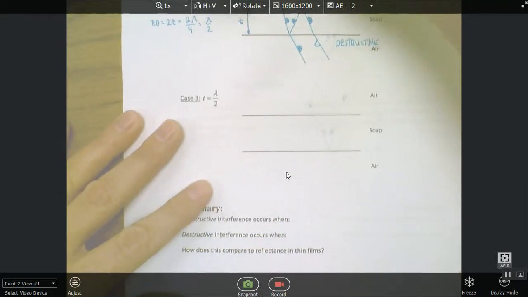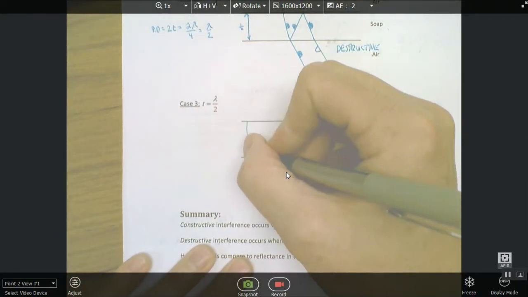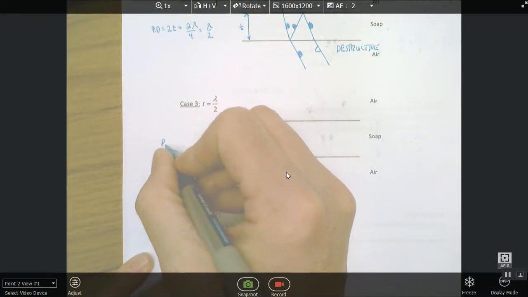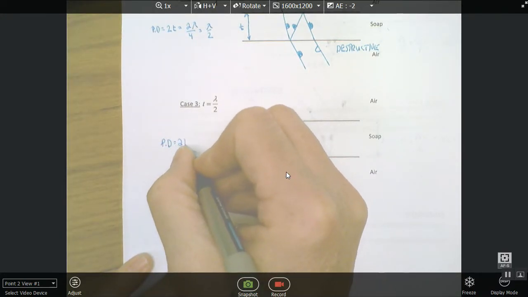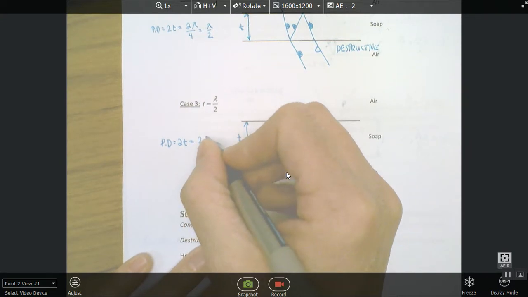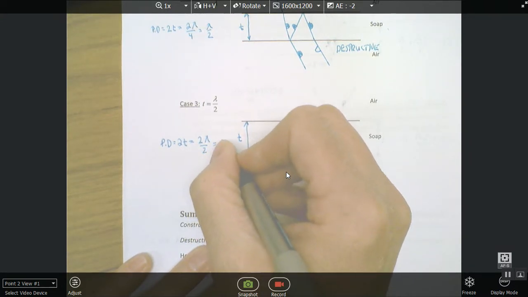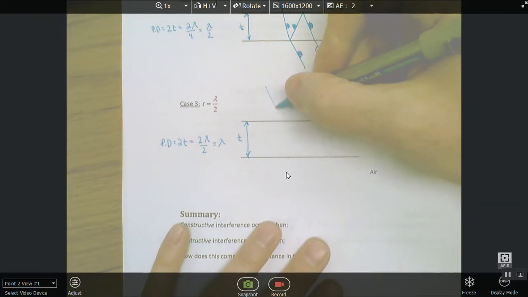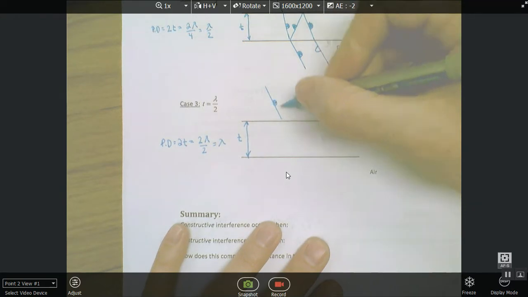Okay, for the last one, you get the idea. I think with this analysis, you're probably almost capable of doing it yourself at this point. It's 2t, 2 times lambda over 2. Oh, look, back to one wavelength path difference, not thickness, that's path difference. So we go boom, draw that.